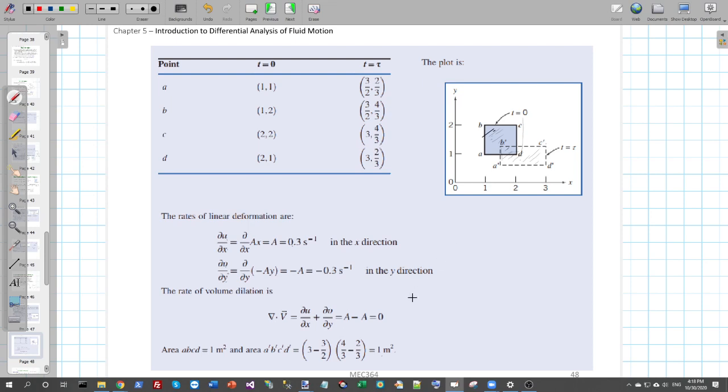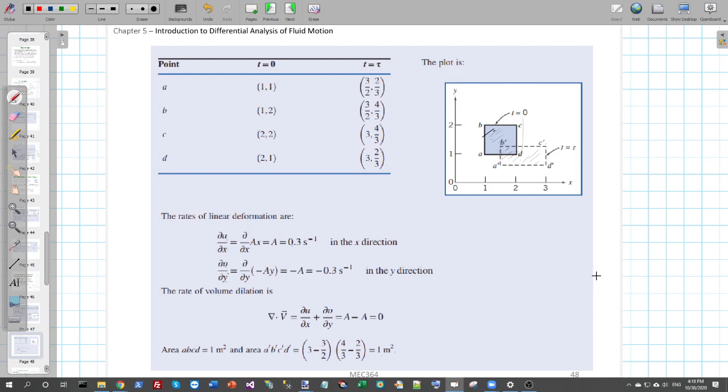Okay, and similarly you can calculate the omega value if you want. You find omega equal to 0 for this case. You can also calculate the angular deformation on this xy plane, and you will find that the angular deformation is equal to 0 as well. Okay. So this is an example showing you the linear deformation.